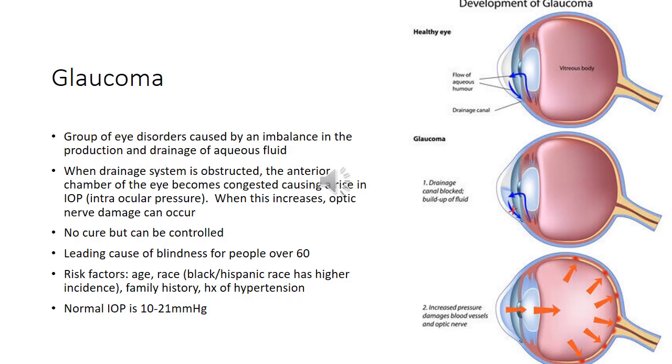Glaucoma is not one disease, but rather a group of disorders characterized by increased IOP because of obstruction of the outflow of aqueous humor, optic nerve atrophy, and progressive loss of peripheral vision. This is common in people over the age of 60.